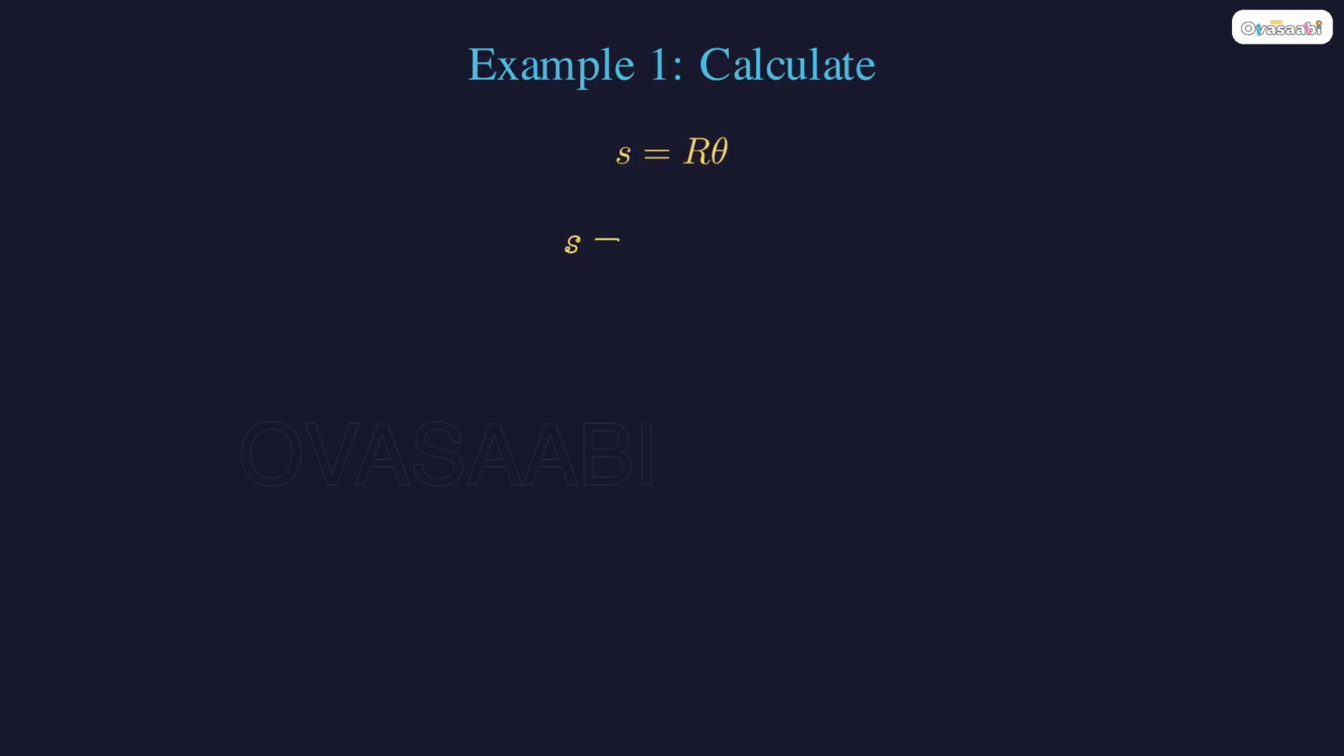Arc distance equals 6,400 times pi over 6. This gives approximately 3,358 kilometers. Always box your final answer.